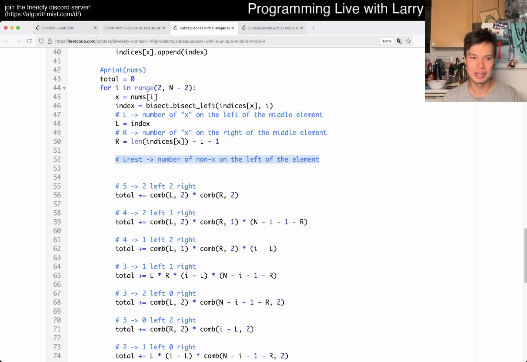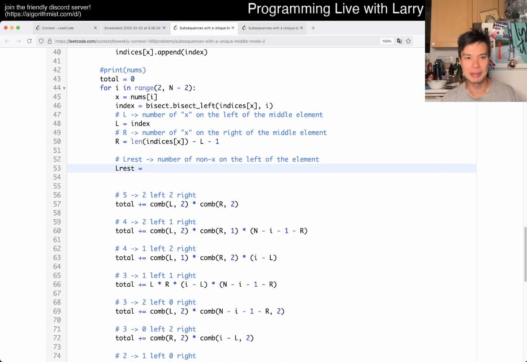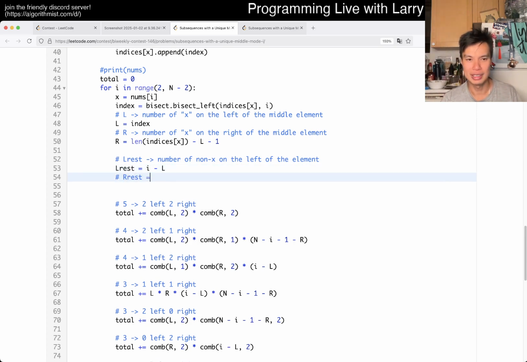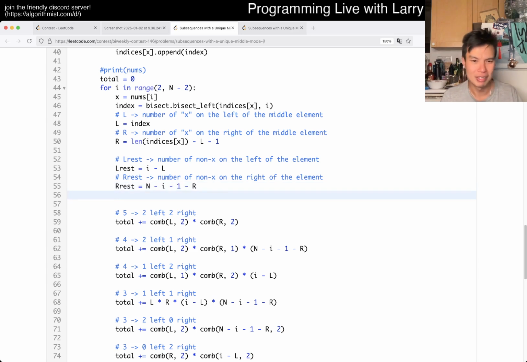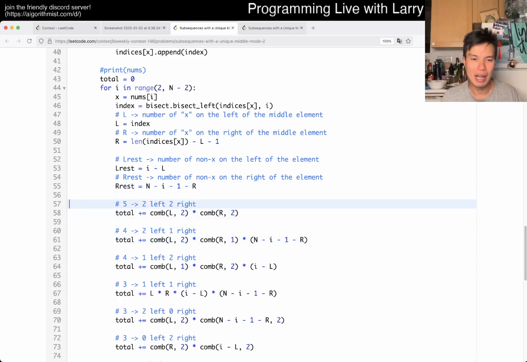And so LS would just be I minus L, right? And you kind of just work this out. I think the rest is equal to the number of non-x on the right of the element, which is going to be n minus I minus 1 minus r. And again, you can work this out slowly. I think it's not that bad. But yeah, now it's just case analysis.